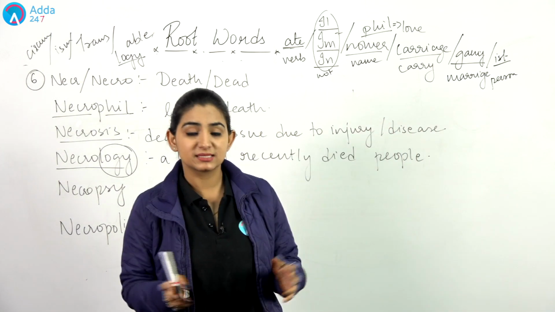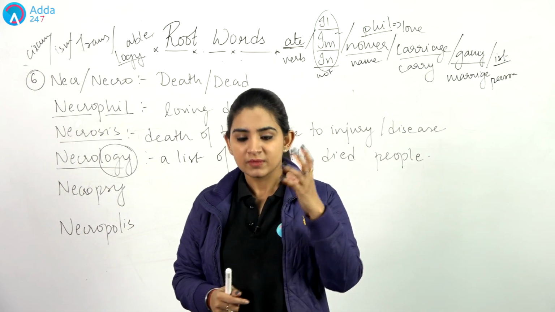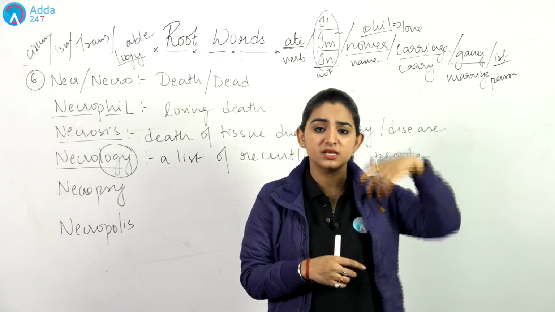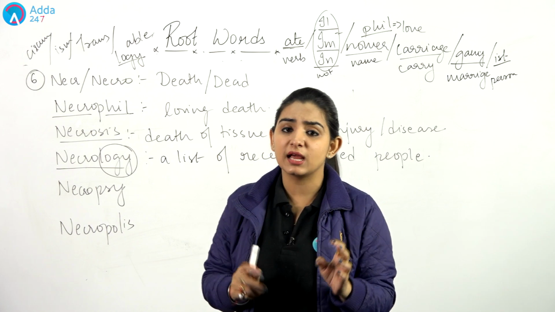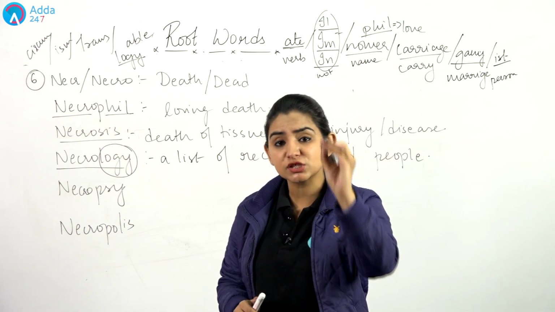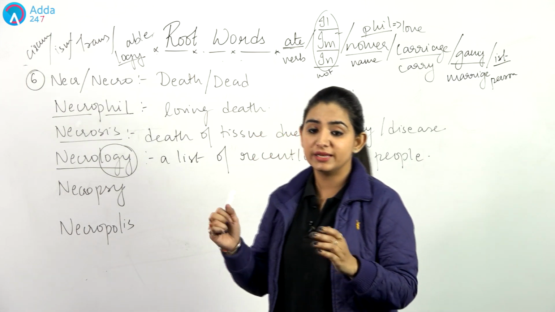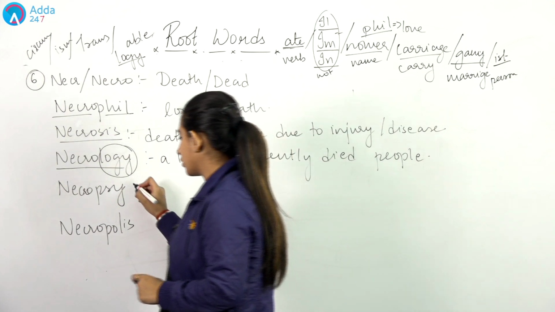For example, if a train accident happens and the train collides with another train, there might be some casualties there. And the list of the names of those casualties is what we mean by necrology, the list of recently died people.